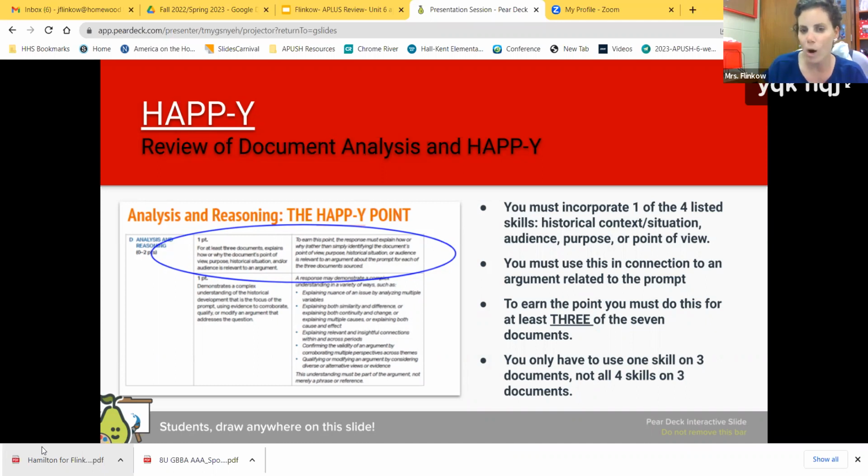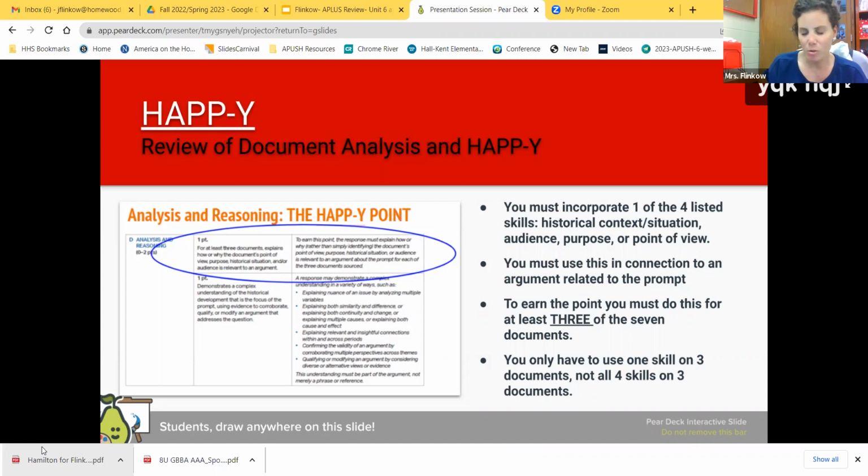That's why the why is in there, and the why is really important, is because you are not just telling what it is. You have to make that connection. Okay. So you have to do this for at least 3 documents. I would suggest doing 4 documents. Okay. At least 4. That way you can get the description point and you could get the HAPP point.